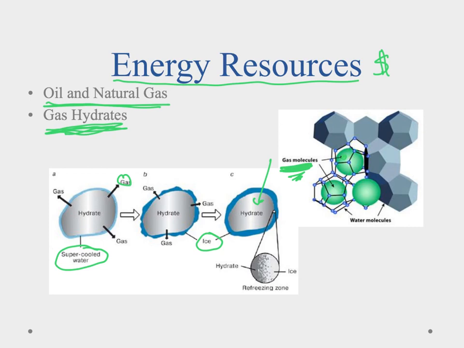The problem is when you release the pressure or you warm them up a little bit, this ice here is going to melt rather quickly, and it releases the gas outwards. So not exactly the easiest thing for us to do, but it is a possible source of methane that we could use later on. But far and away, the most important resource that we get from the ocean floor is going to be used for energy, and that's going to be in the form of these fossil fuels of oil and natural gas.